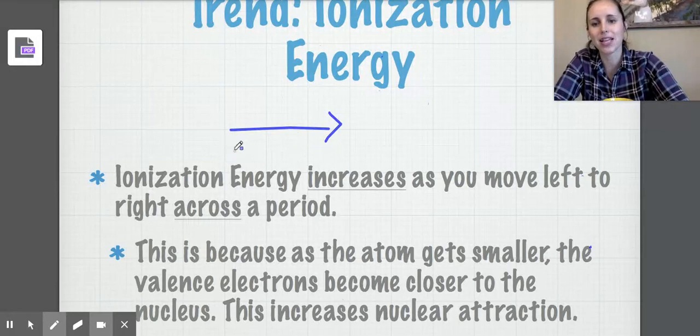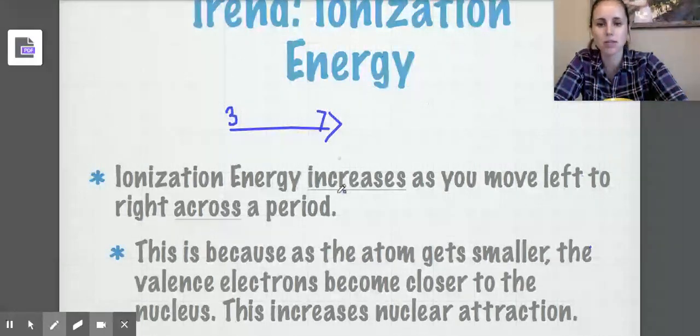Here I have less of a hold. I only have 3 protons holding on to my electrons, whereas here I have 7 or 8 protons holding on to my electrons. It's going to be much harder to pull electrons off down here. So on this side, we say that I have the smallest holds. Here I have the largest holds. So what this means is that ionization energy is going to increase as you move from left to right across a period.